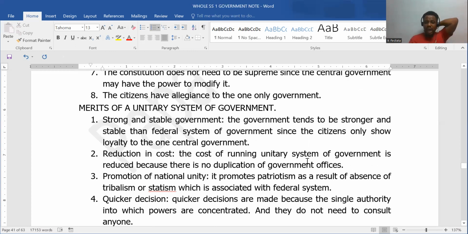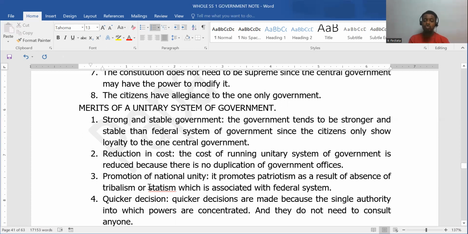Now, let's look at the merits of a unitary system of government. The government is strong and stable because there is no competition. All eyes are on the central government. Because of this, we can also argue that there is reduction in cost of governance. It is very cheap to run a system of government, right? There is no duplication of government offices or posts. You will likely see that in the next topic.